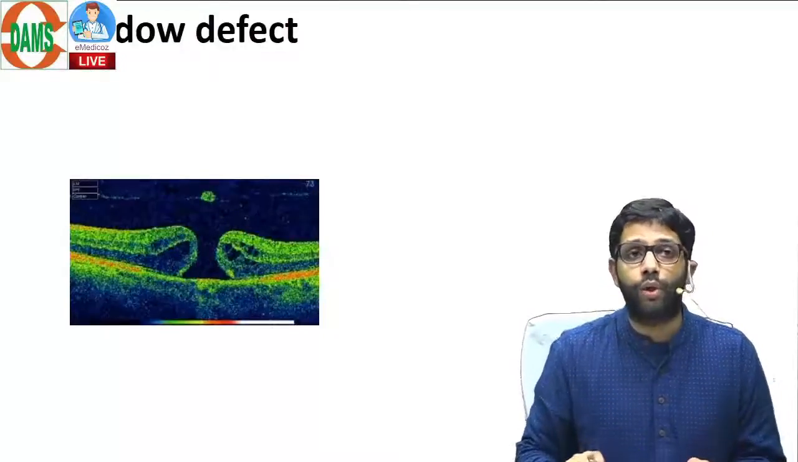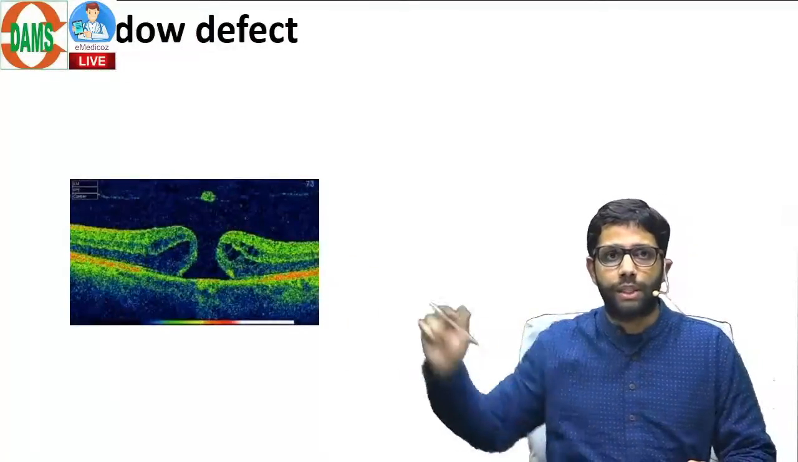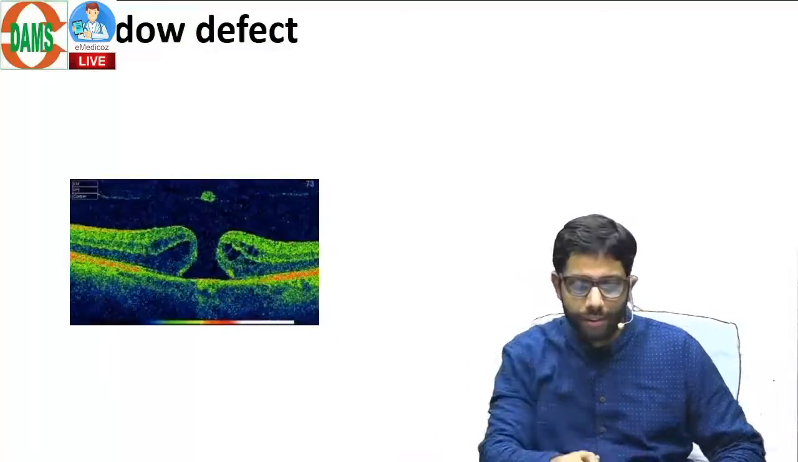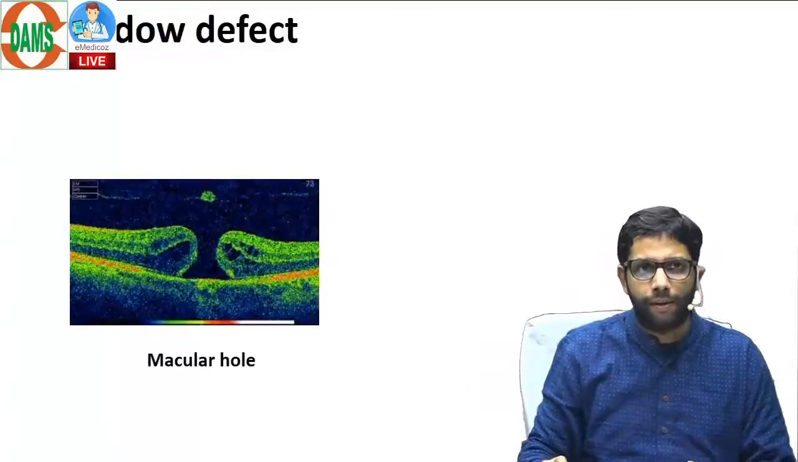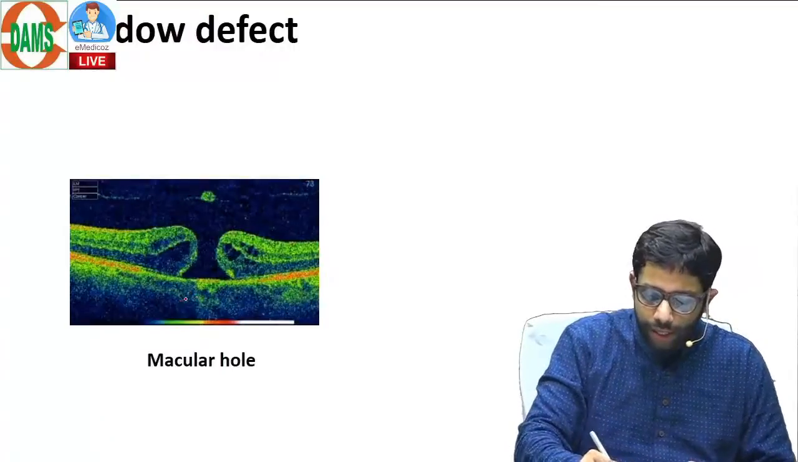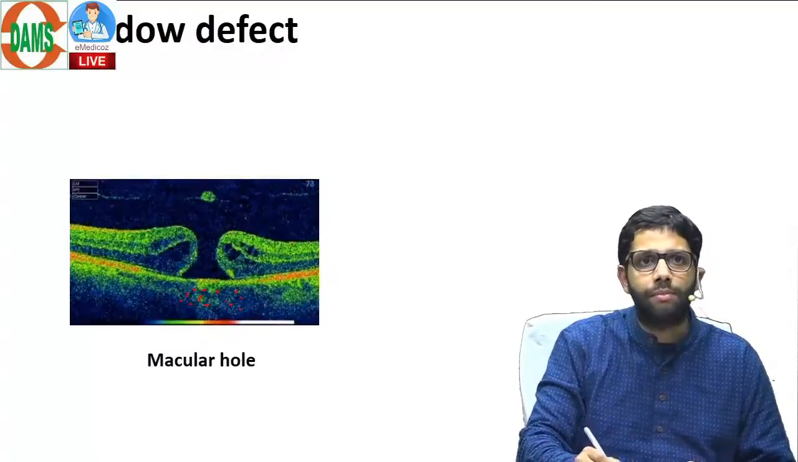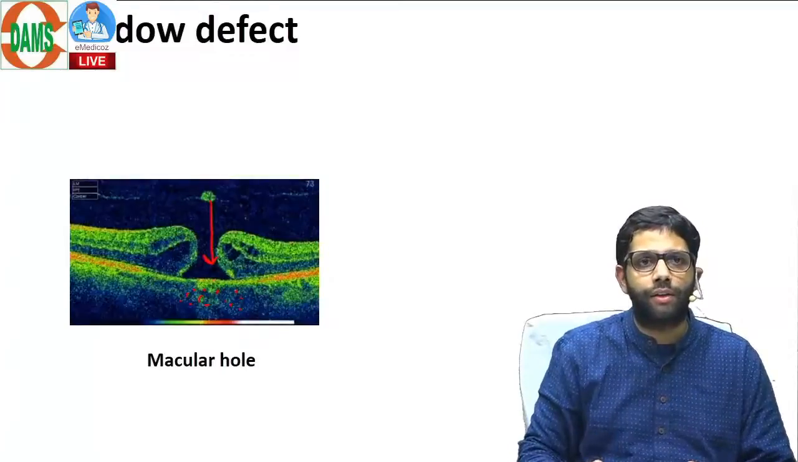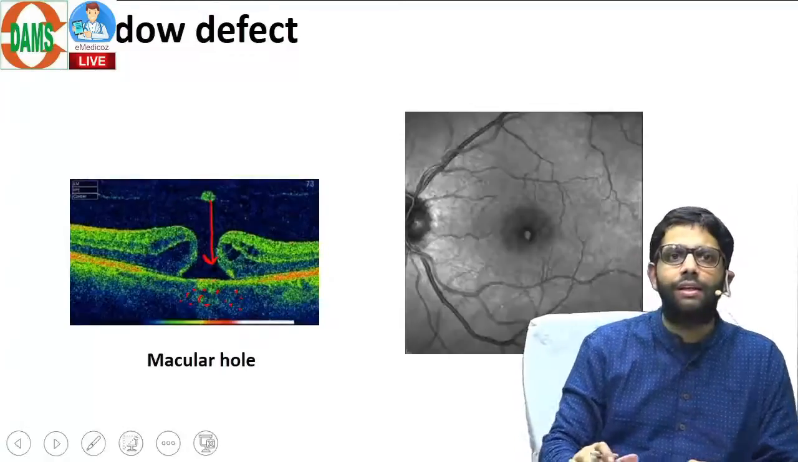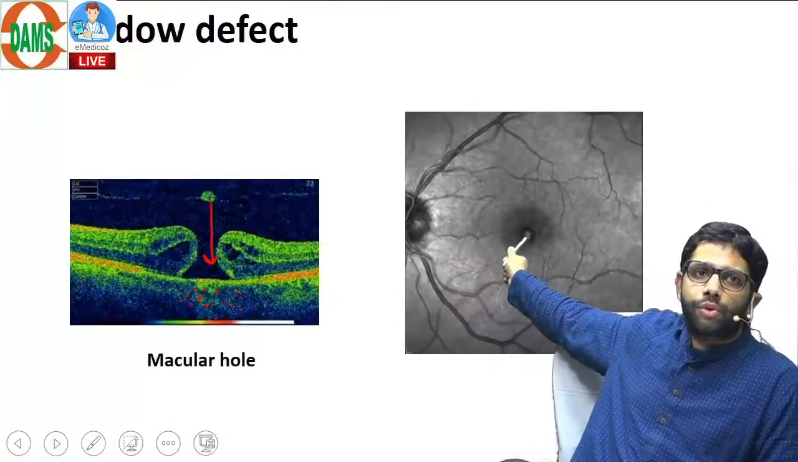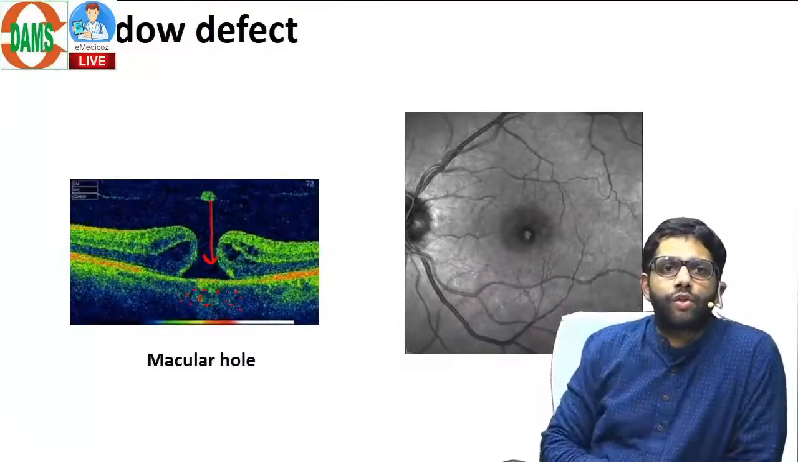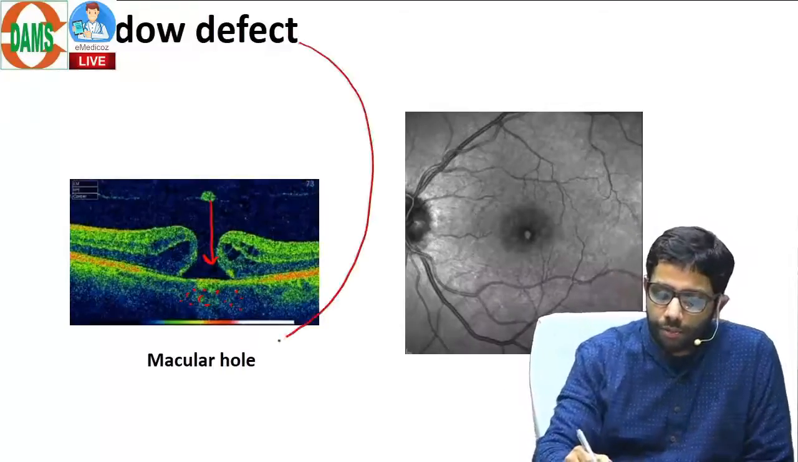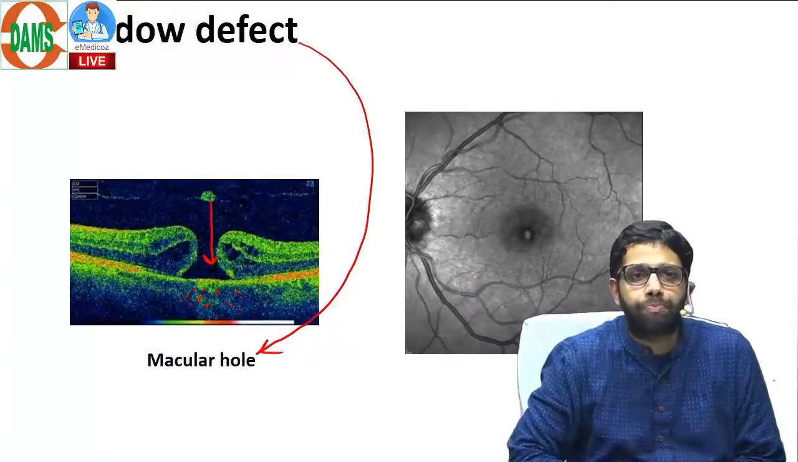Fourth example, window defect. What you can see in this OCT picture, in the central retina there is a hole over here. This is a macular hole. If you put a dye over here, the dye which is present in the choroid can be seen clearly because there is a defect, window defect over here. So that will also be seen like a hyperfluorescence over here. So window defect is another example of hyperfluorescence. We can give the examples of macular hole.